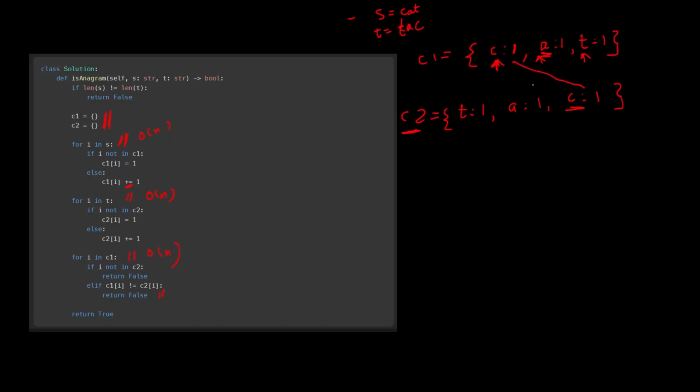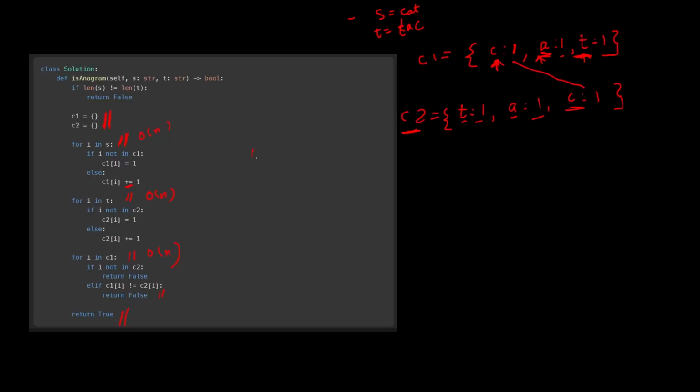We will check A. A is here. Count is also same. We will move on. T is here. T is here. Count is also same. We will move on. Since the for loop is complete without returning false even once, we know that T can be rearranged to form S. So in the end, we will return true.